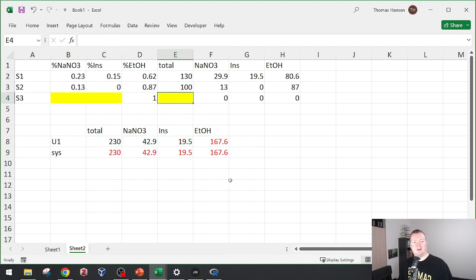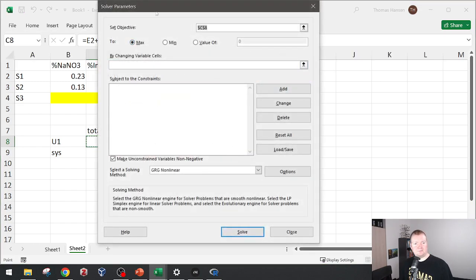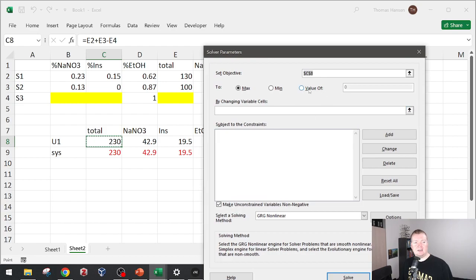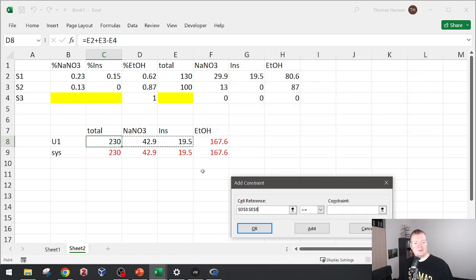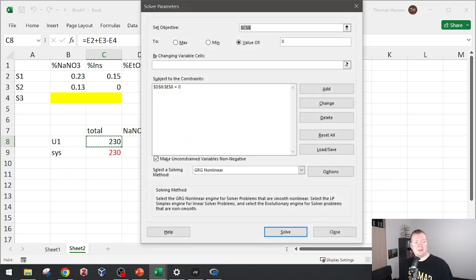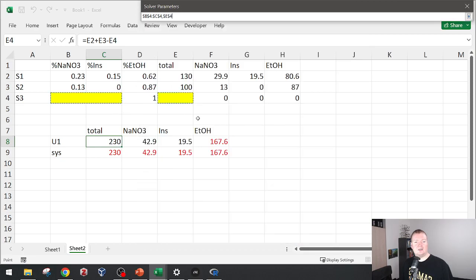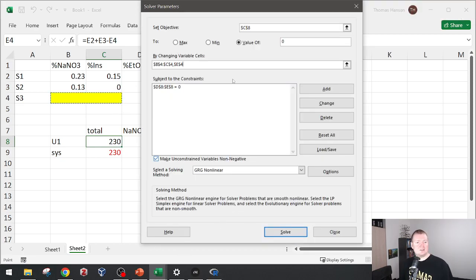I have 3 unknowns. That means 0 degrees of freedom. If I set it up correctly, I should be able to solve this. So let's jump over to our solver. Again, I'm going to pick one of them. So first equation, value of 0. What constraints do I have? Well, I would like the other 2 independent equations to be equal to 0. And finally, what can Excel change? Those 3 lovely things. Everything looks fine.